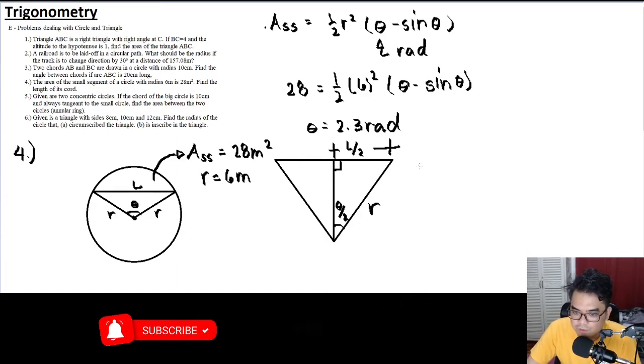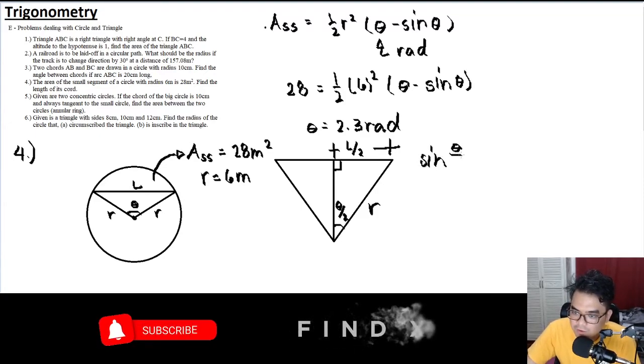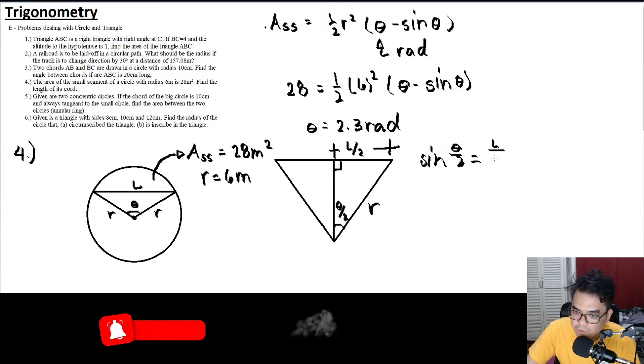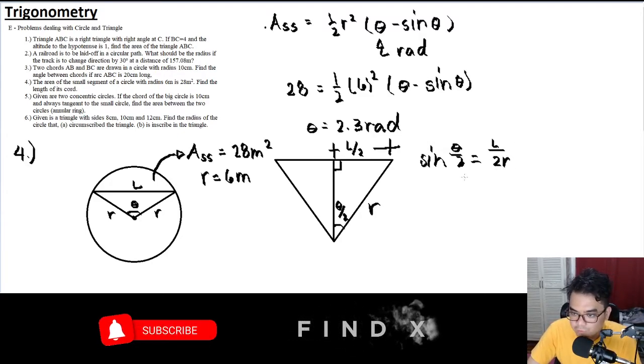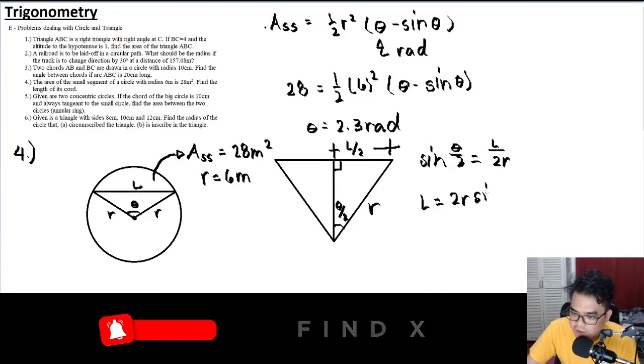So that will be sine, right? So sine of theta over 2 is equal to opposite over hypotenuse. So L over 2R, right? So all you have to do is just find L. So L is just equal to 2R sine theta over 2.